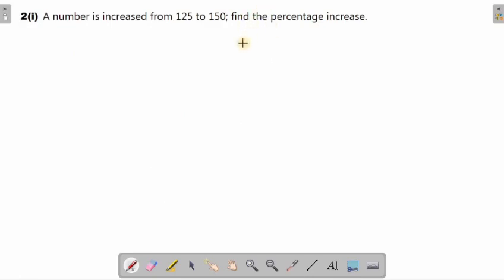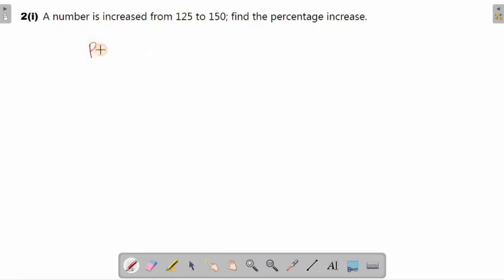Let's take another question. I'm taking question number 2, sub number 1. A number is increased from 125 to 150. So you need to find the percentage increase. Okay, so there's a formula for calculating this percentage increase. Okay, so I'll write the formula here.